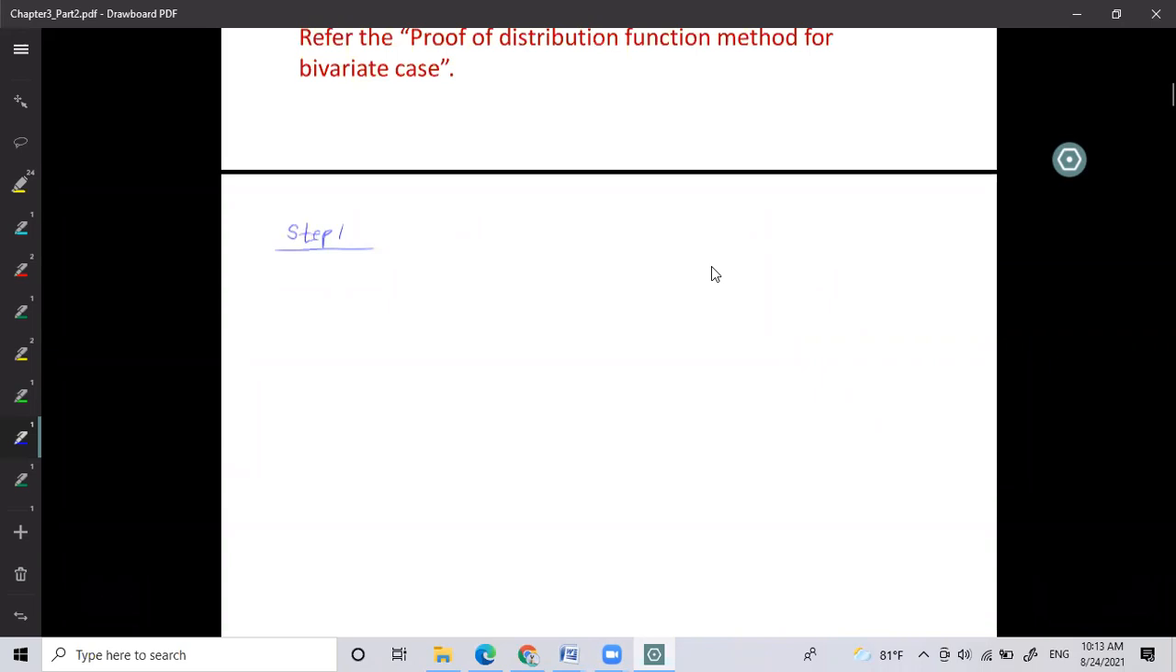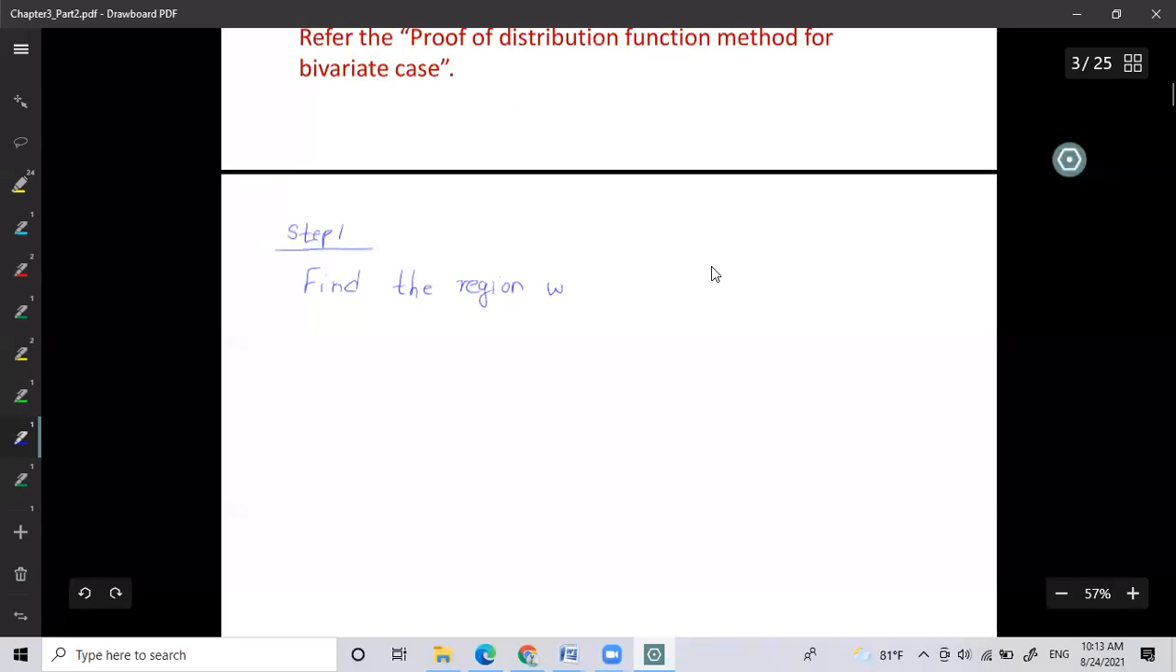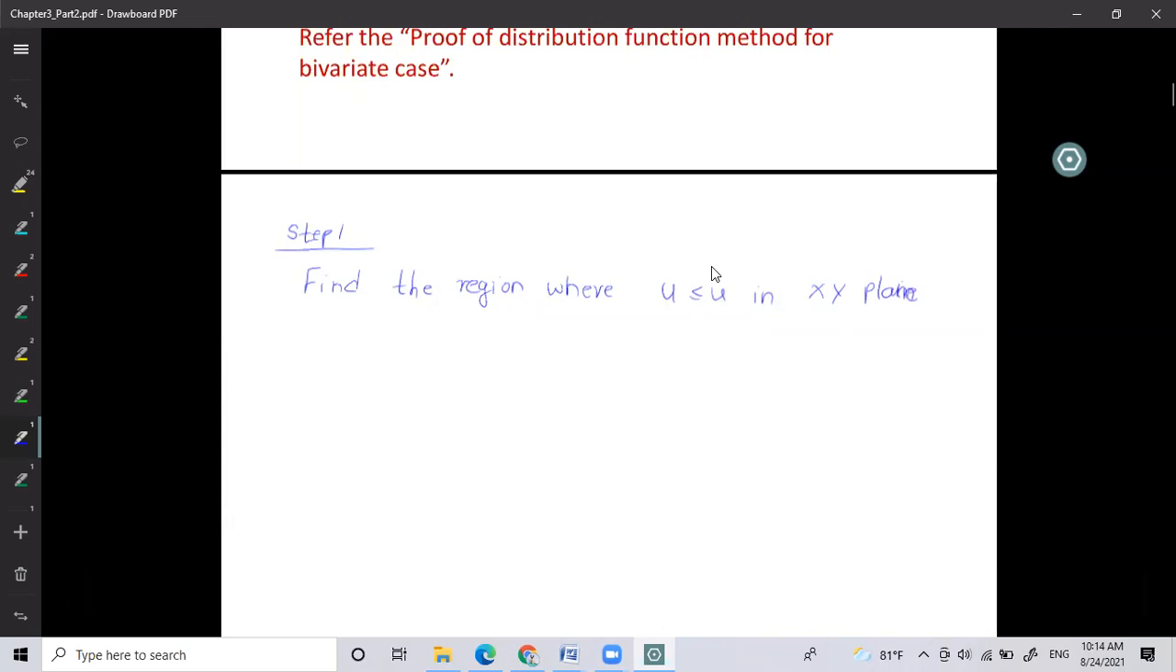When you have these sums, differences, products and quotients, it is always easy if you use the region, or if you draw the graph. So as the first step, you can find the region where our new random variable u is in the xy plane. In your Cartesian coordinates, you should be able to find where the region lies for u. Depending on x plus y or x minus y, you can easily find the region of u.